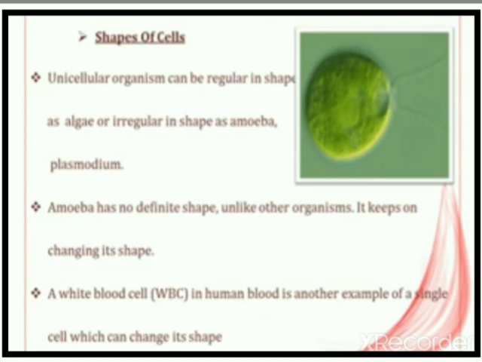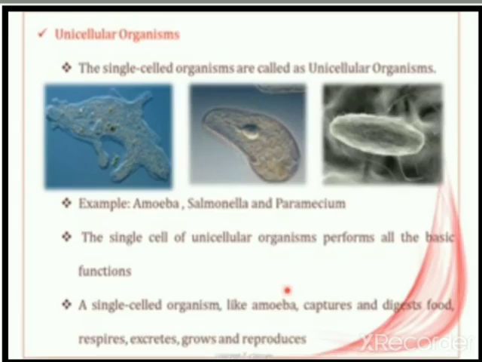And white blood cells in human blood are also another example of a single cell which can change its shape. Then the single cell organisms are also called unicellular organisms. I have told you, the single cell of unicellular organisms performs all the functions.